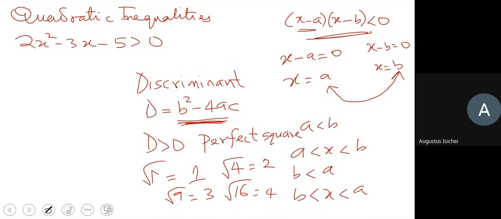Is 5 a perfect square? No. Because if you carry your calculator in your phone and you punch the square root of 5, you will get a decimal number. It will not give you a whole number, which means that 5 is not a perfect square.